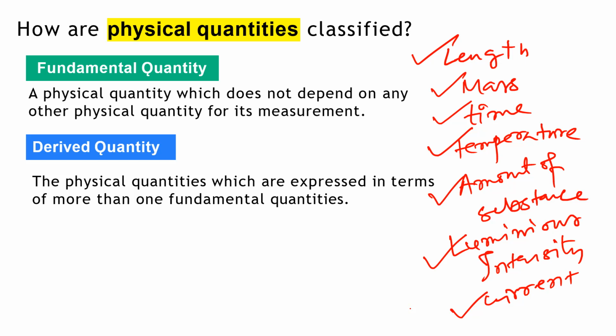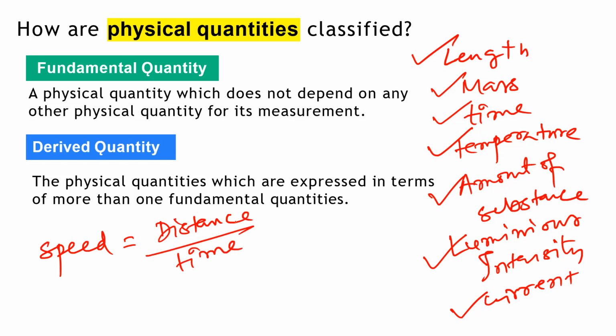Okay, now let me talk about derived quantities. These are the physical quantities which depend on the fundamental physical quantities. For example, if I represent speed, speed is equal to the distance covered in a particular interval of time. This distance is a type of length, and time also. These two are fundamental physical quantities. So to represent speed, I need the help of distance and time, which are fundamental physical quantities, right? So whenever we have to represent any derived quantity, it will be based on the fundamental physical quantities.